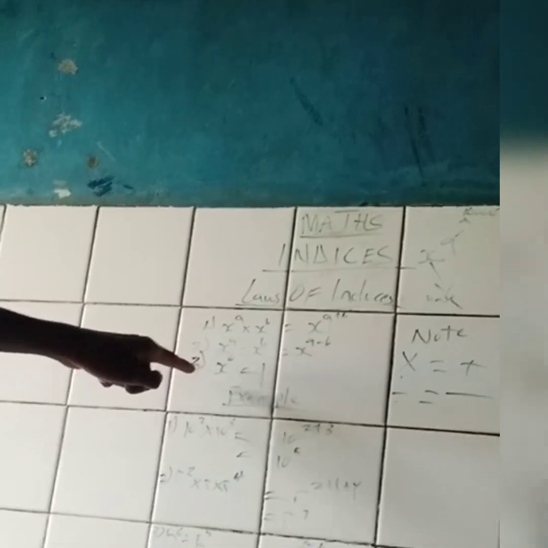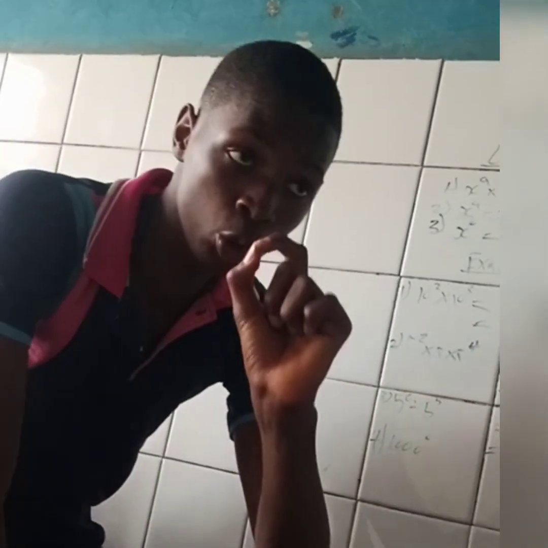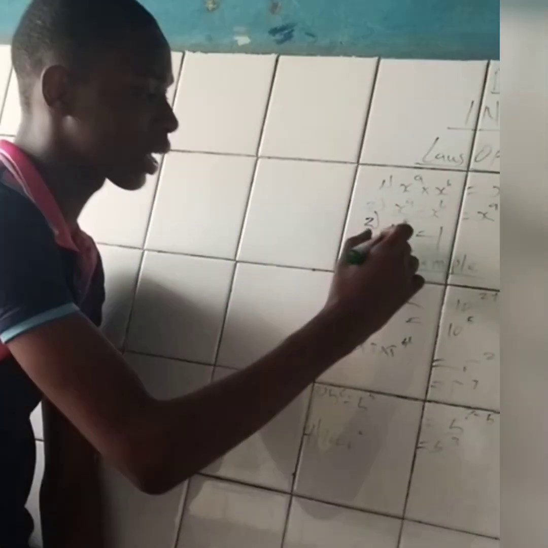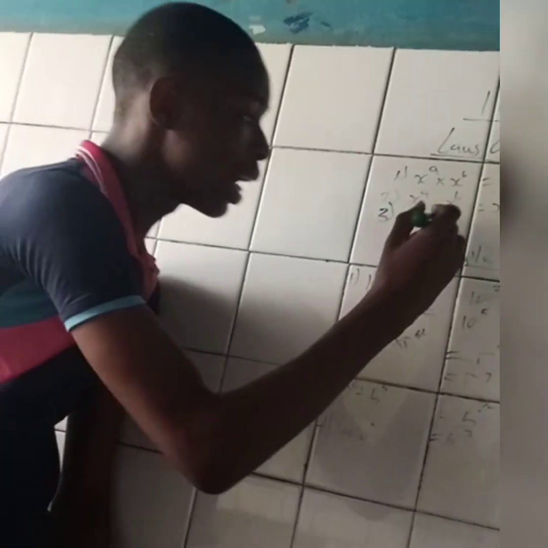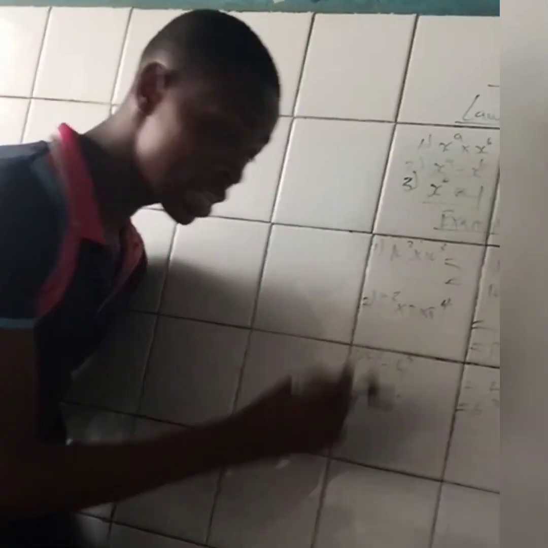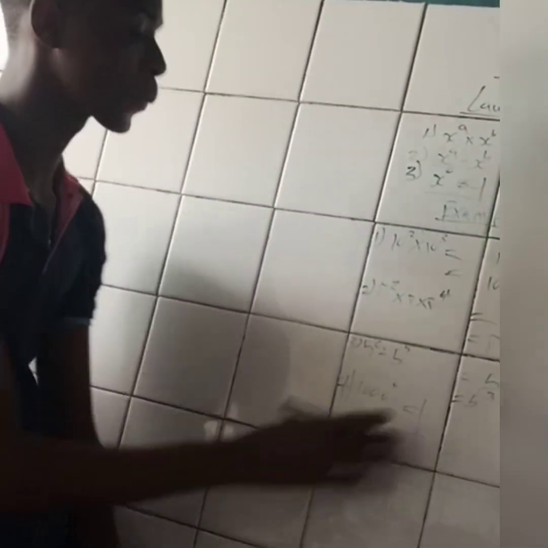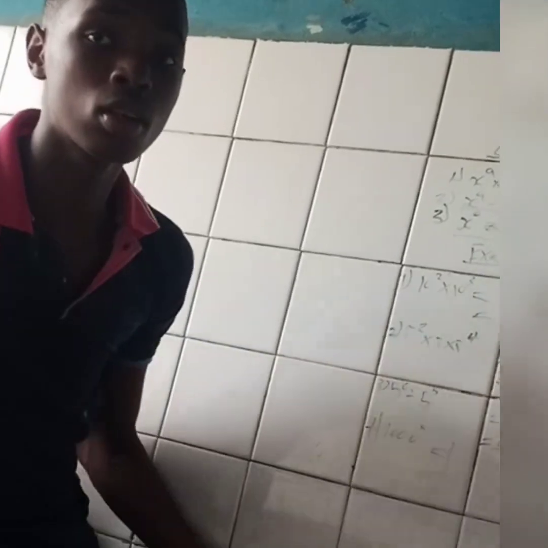Let's look at the third law and see a little example. Our question will be 1000 raised to power 0. I've said earlier that any number or any figure raised to power 0 is equal to 1. So our answer here is equal to 1.